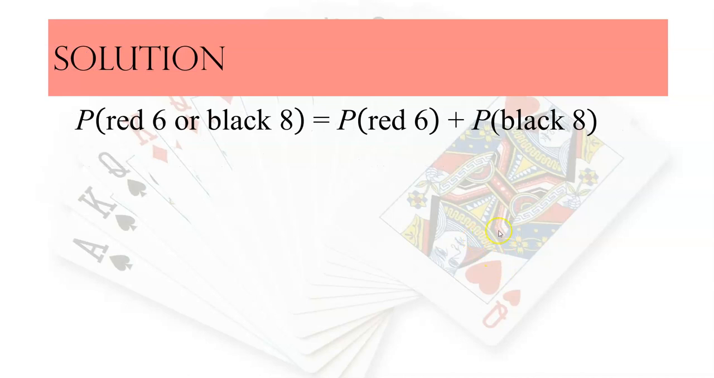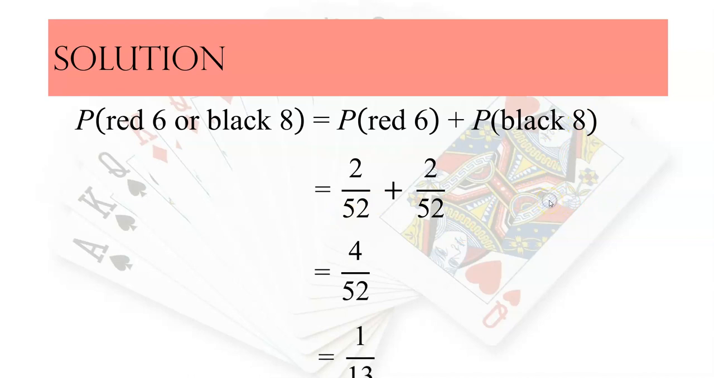If you look at a standard deck of cards, there are two red 6s. The red suits are diamonds and hearts. So you could have the 6 of diamonds or the 6 of hearts, plus black 8s are the clubs and the spades. So you could have the 8 of clubs or the 8 of spades. Add that up. It's 4 over 52. Reduce it. It's 1 over 13.